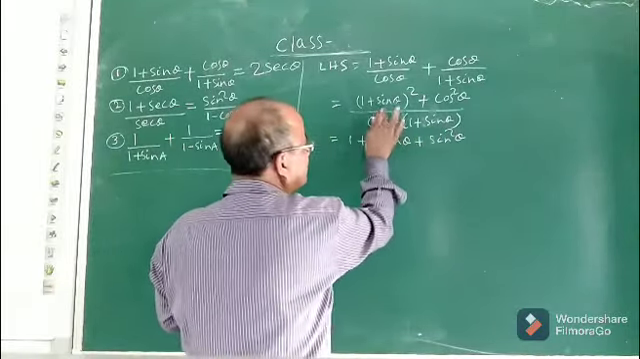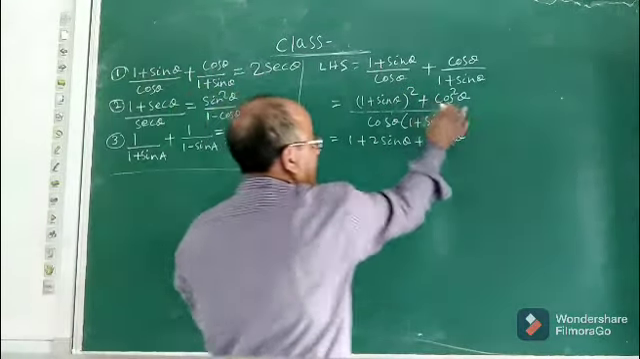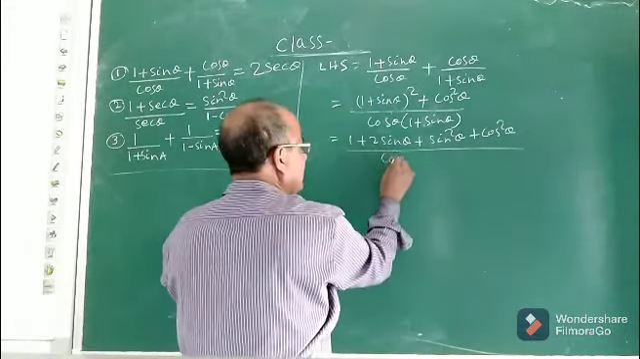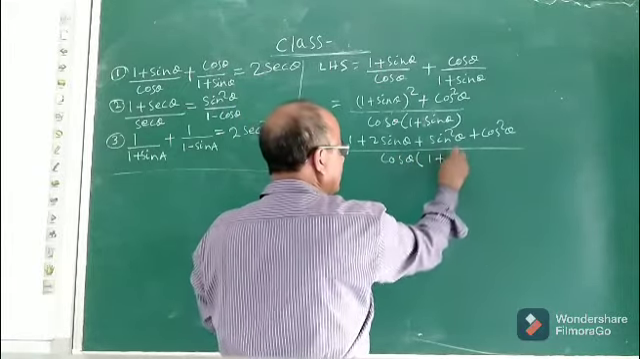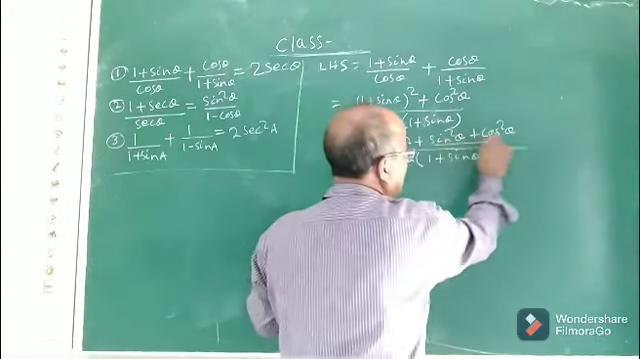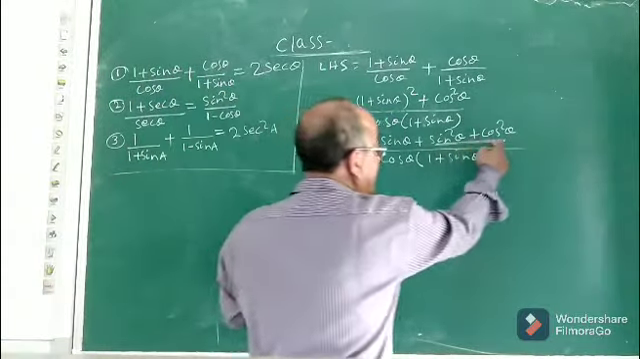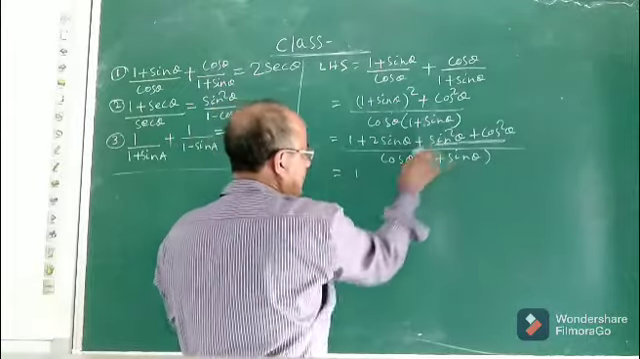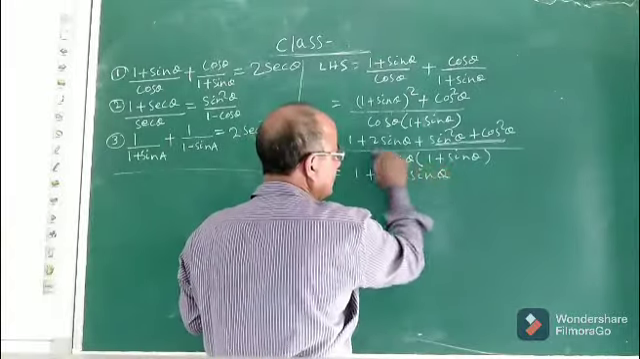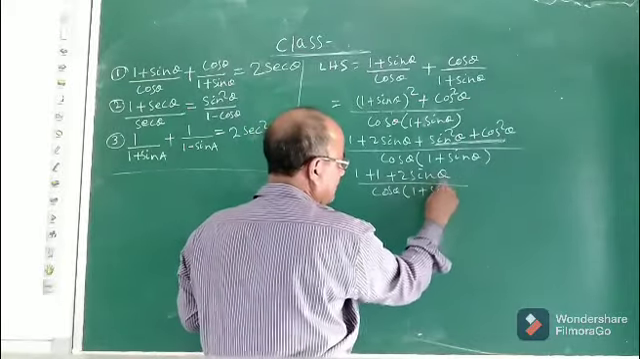This is the expansion of (1 plus sin theta) whole square using the algebraic identity (a plus b) whole square. Then plus cos square theta, it will remain as it is. Next, divided by the denominator, that is cos theta into (1 plus sin theta), keep it constant. Now see, this sin square theta plus cos square theta, the sum of these two terms is an identity which is equal to 1. So in place of this we can put 1. So it is 1 plus 1 plus 2 sin theta, divided by cos theta into (1 plus sin theta).